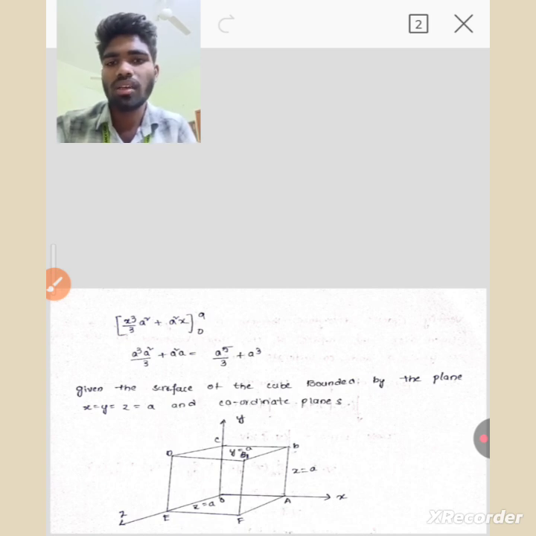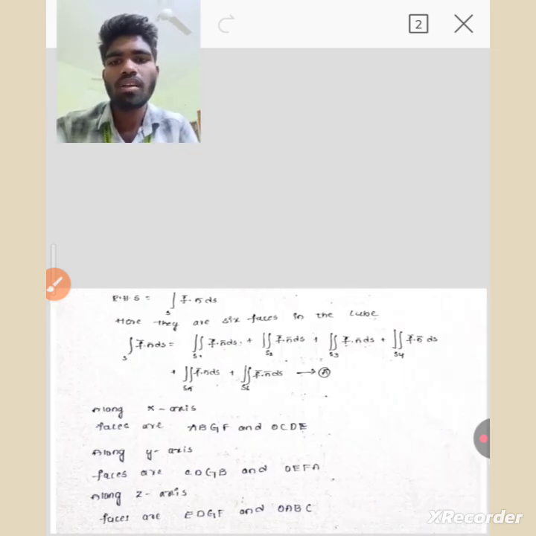The given surface is the cube bounded by the planes x equal to y equal to z equal to a and the coordinate planes. Here is shown the cube with vertices z equal to a, x equal to a, y equal to a along the axes x, y, z respectively. Here the RHS equals the integral over S of F bar dot n bar dS. There are 6 faces in the cube, so we have to find the integral for each face of the surface.